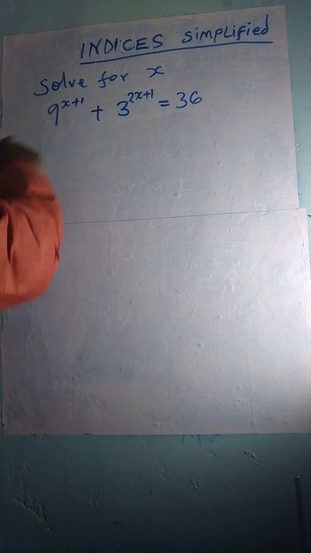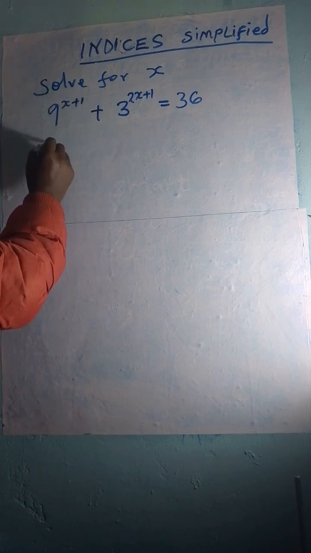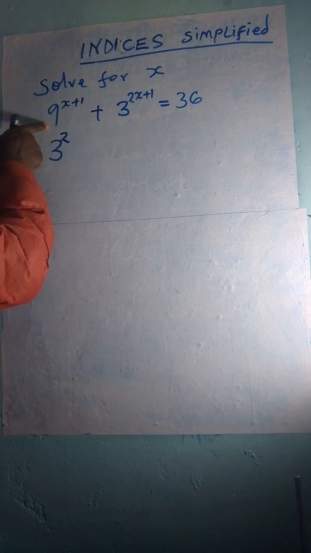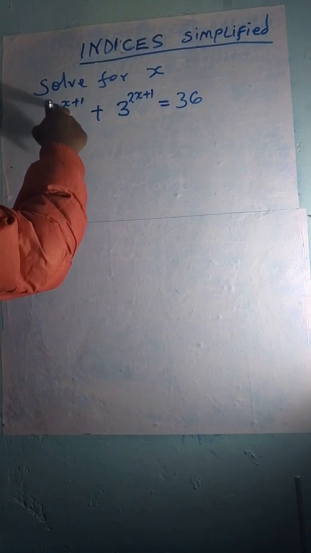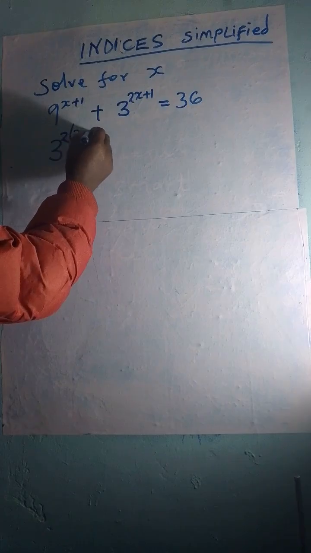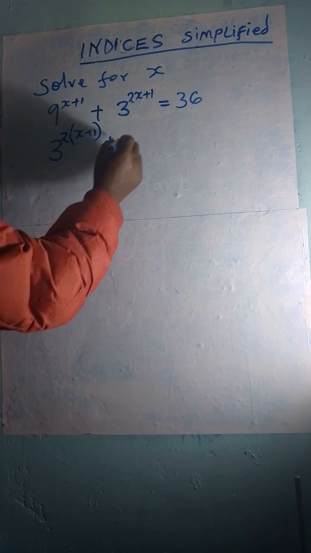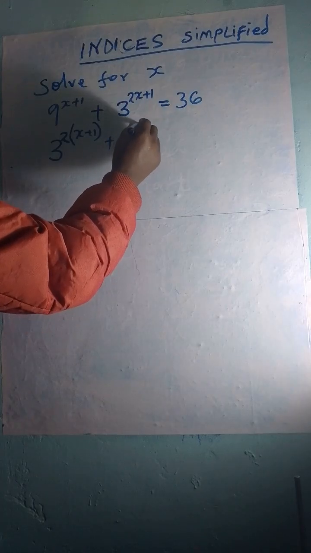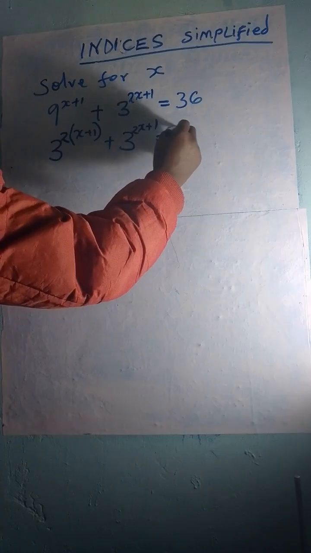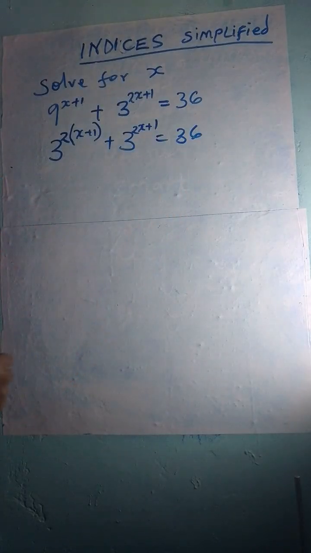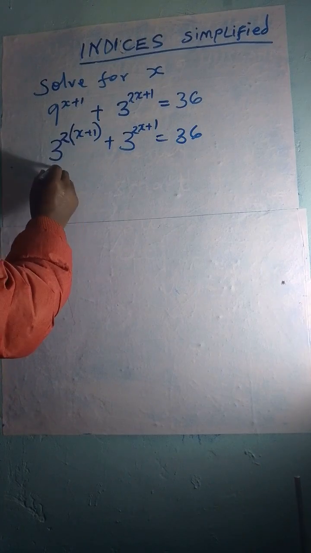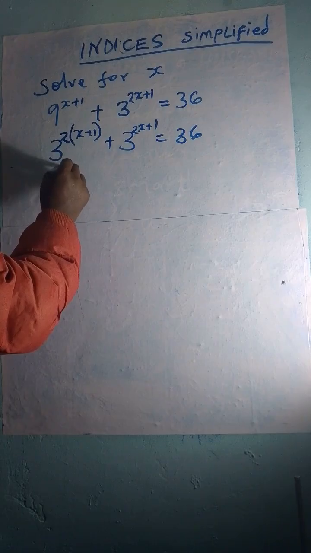So let's change this into base 3. 9 is the same as 3 raised to power 2. Then there was another power here. You open the power, that is x plus 1, cross multiply, 3 to the power 2x plus 1 is equal to 36. Now, can you open this bracket? This is 3 to the power 2x.